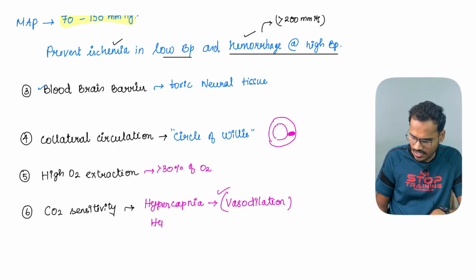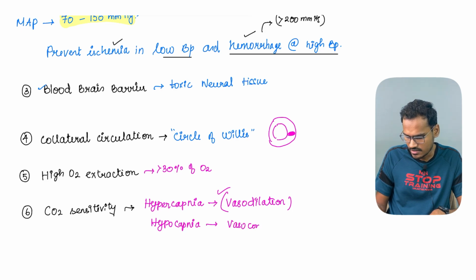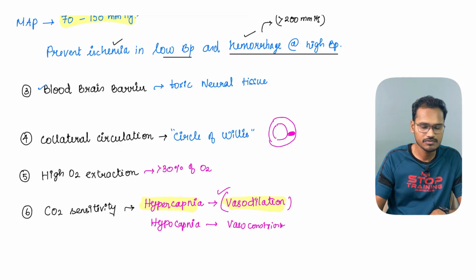And whenever there is hypocapnia, it can cause vasoconstriction. This does not happen generally. Many a time it is the hypercapnic condition which is causing vasodilation. This many a time will be seen.